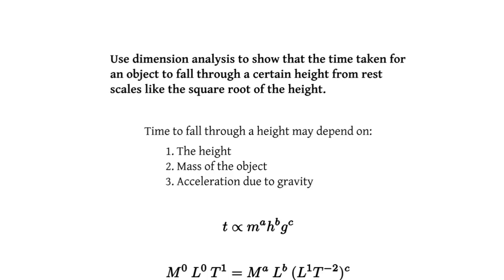We will first identify all those factors which we think are likely to affect the time taken. The height, of course, seems to be the most important factor. The higher the place, the longer the time it's going to take for the object to fall down. The mass of the object, intuitively it feels that it has got to be important. And then of course acceleration due to gravity, because that's the reason the object falls down in the first place.